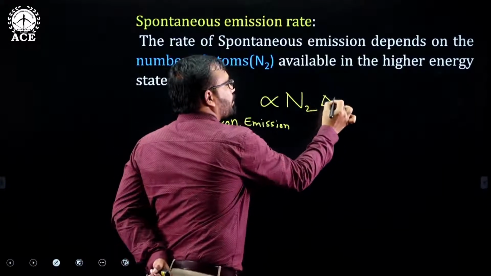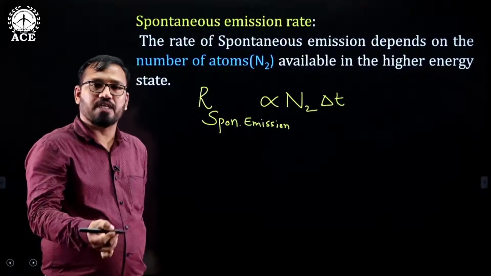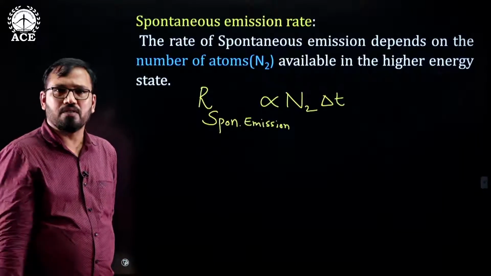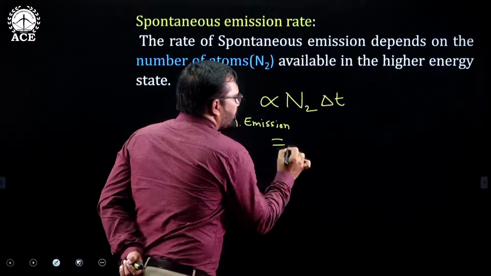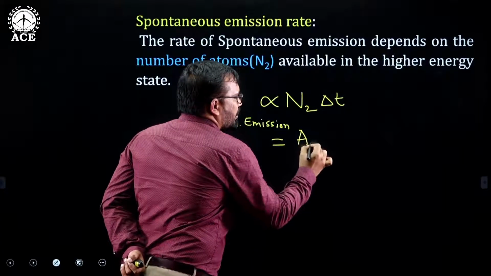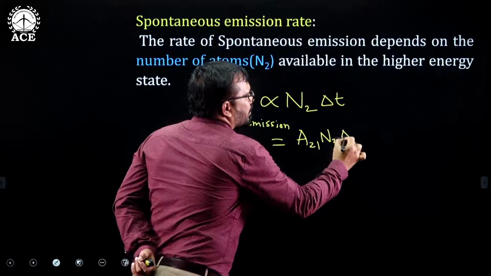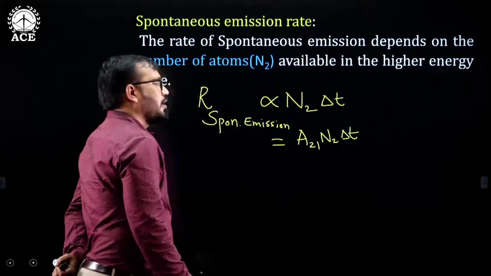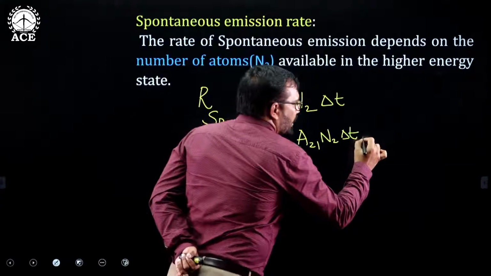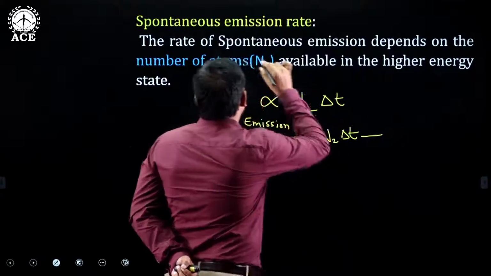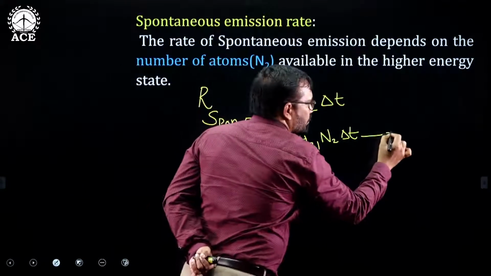And also transition time. We are using the same amount of transition time, delta T. So the upward transition time is also the same and the downward transition time is also the same. What is the time? Delta T. When you remove the proportionality, we will get a constant. What is that constant? A21, N2 and delta T. A21 into N2 into delta T. So this is the spontaneous emission transition rate. What is this? Spontaneous emission rate. So it is equation 2.